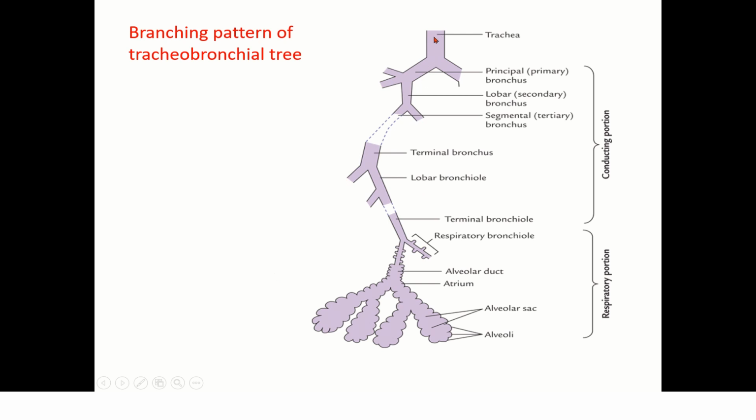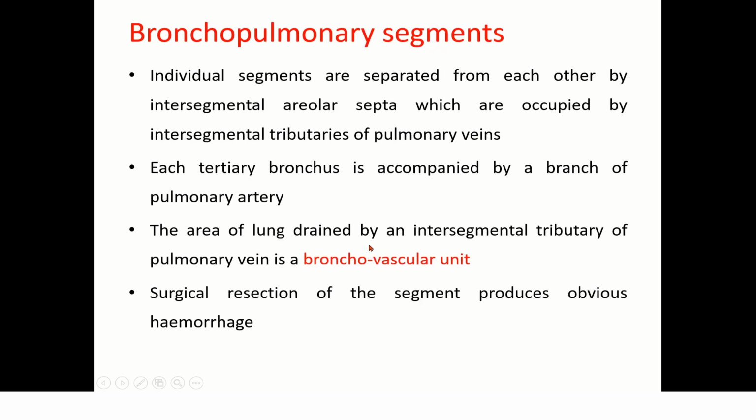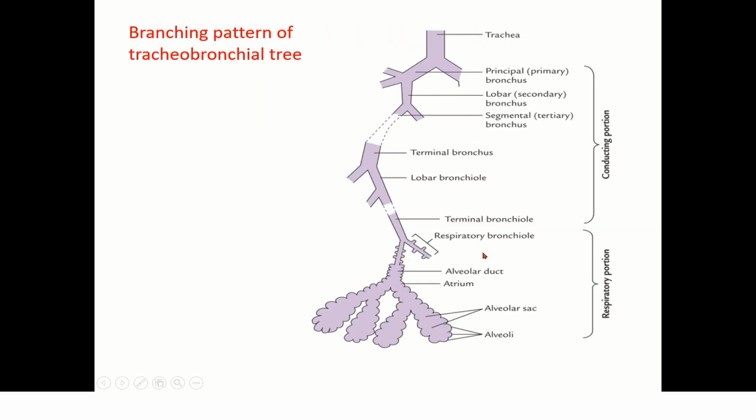You can see here, this is the trachea, this is the principal bronchus or primary bronchus. These are the secondary bronchi or lobar bronchi, which divide into segmental bronchi. So the area of the lung aerated by one segmental bronchus is called a bronchopulmonary segment. You can also see up to the terminal bronchiole, this is the conducting part. So you have to remember this conducting part and respiratory part with respect to the nutrition of the lung when we deal with the blood supply of the lung.